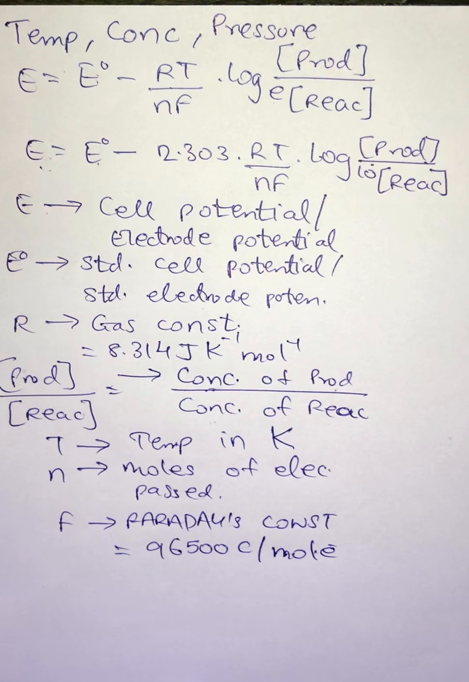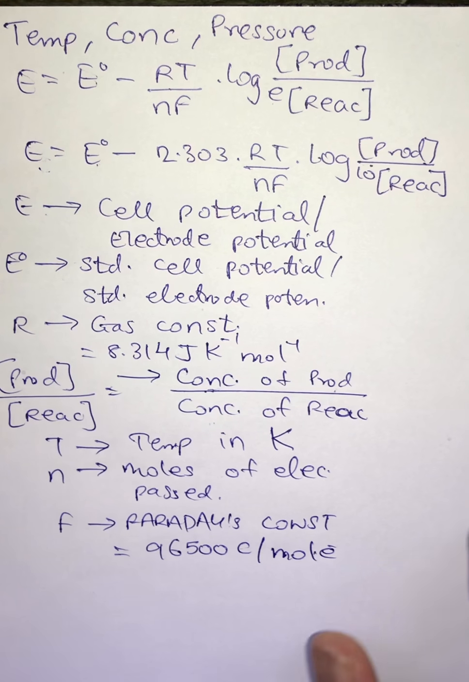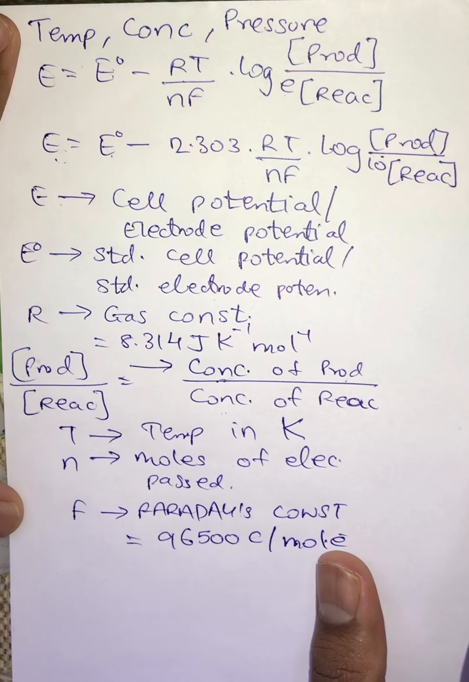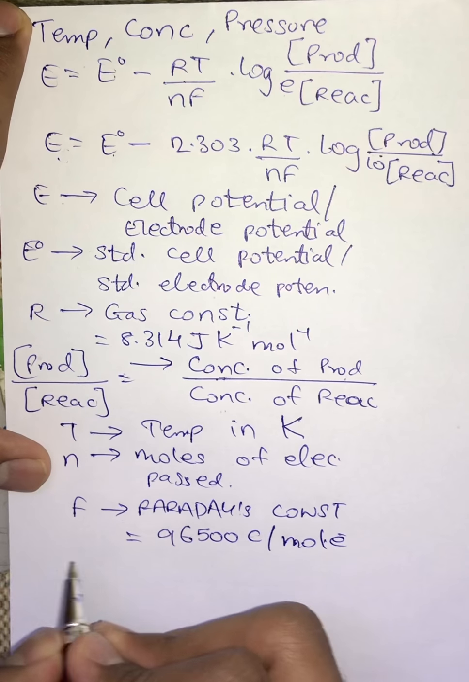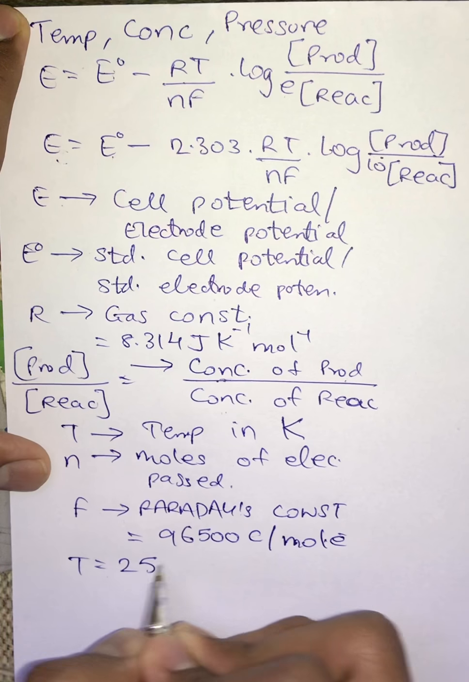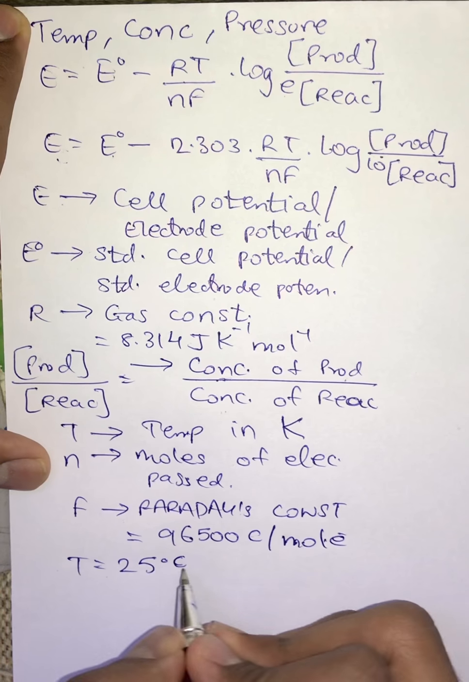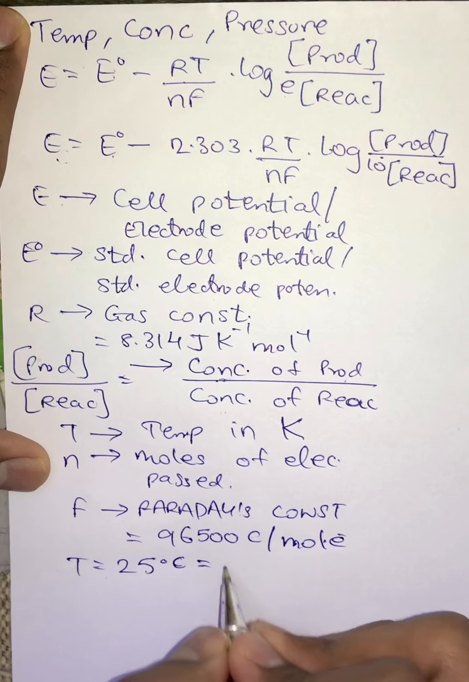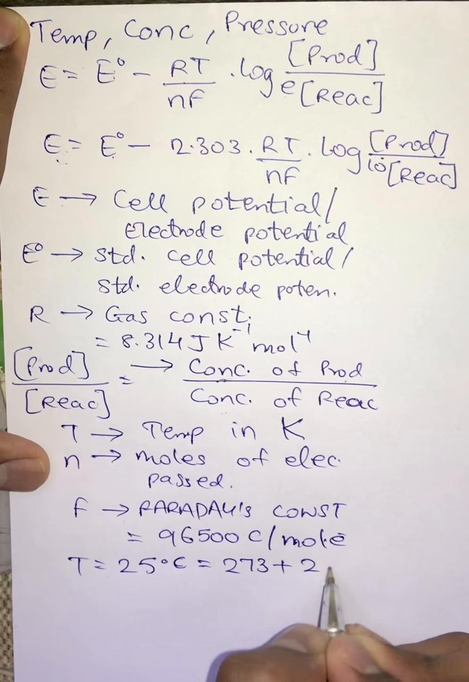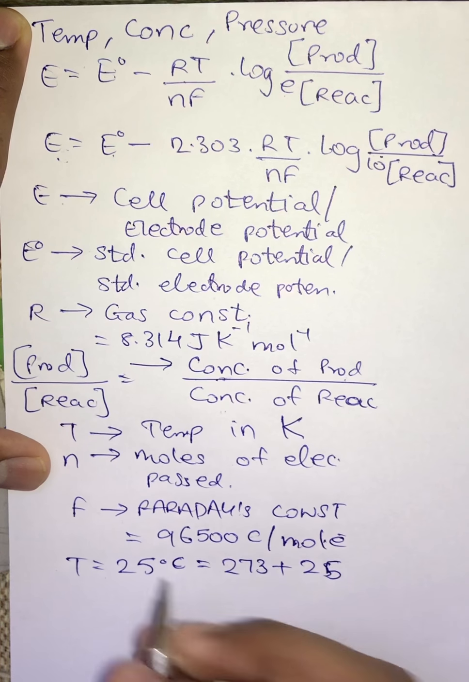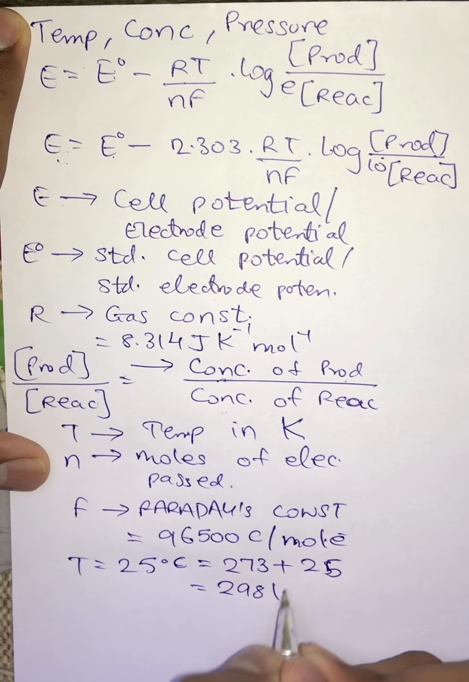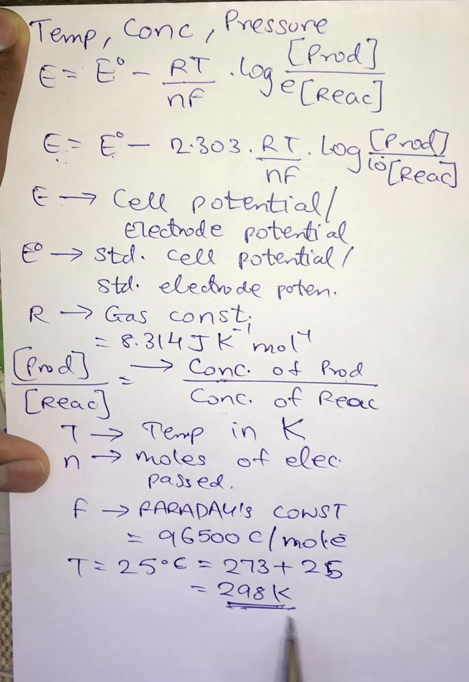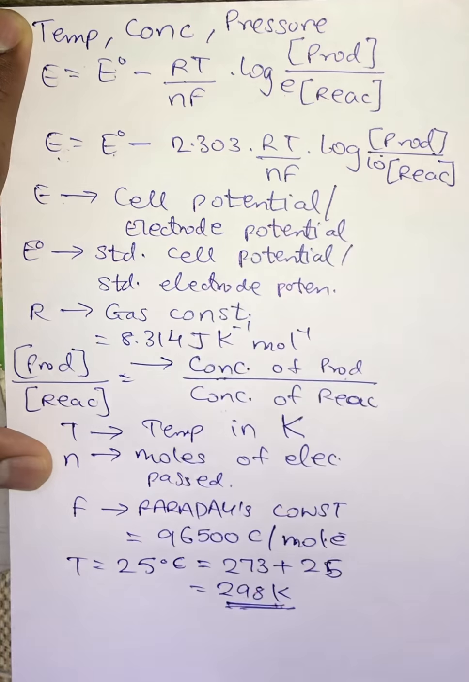Now I will substitute the value of temperature as 25 degrees Celsius. 25 degrees Celsius means if you want to convert in kelvins, we have to add 273 plus 25, which is nothing but equal to 298 kelvins. So now I will substitute this value of 298 kelvins over here.